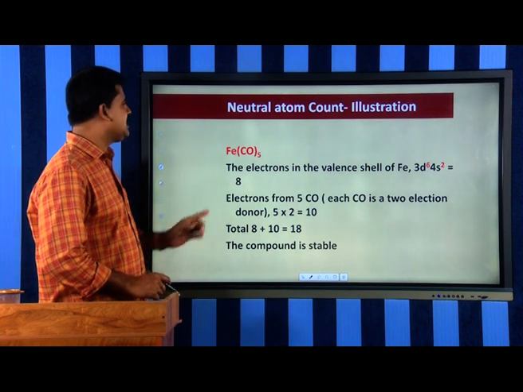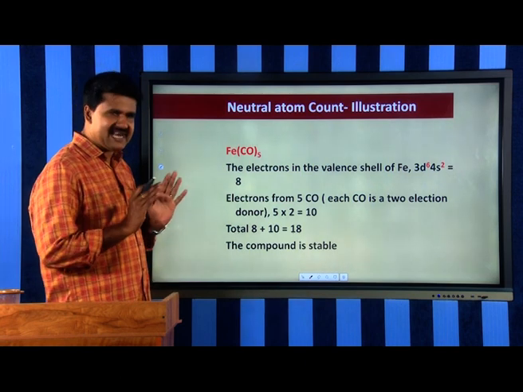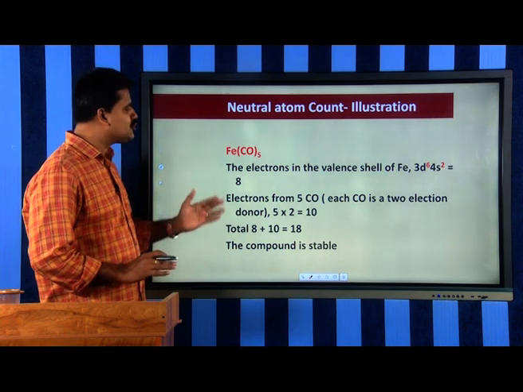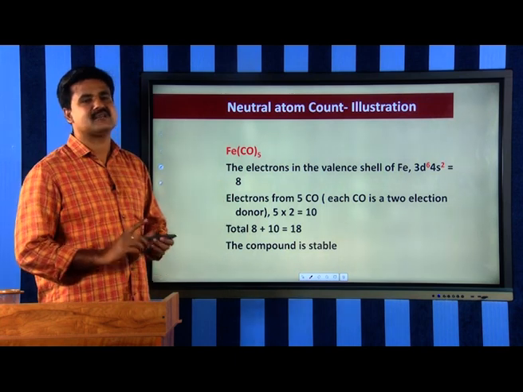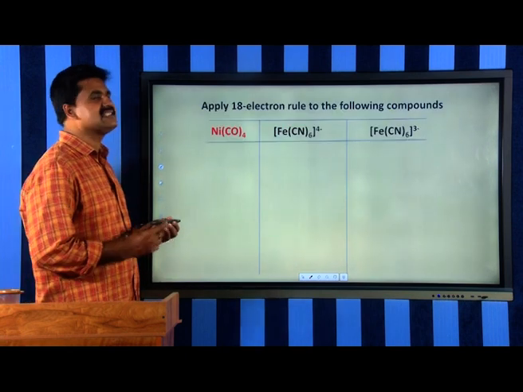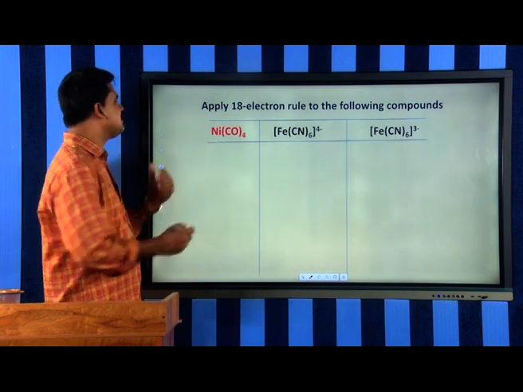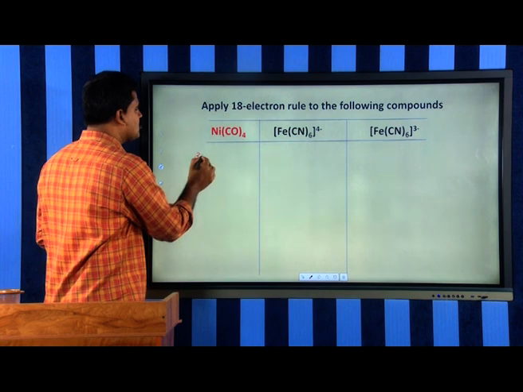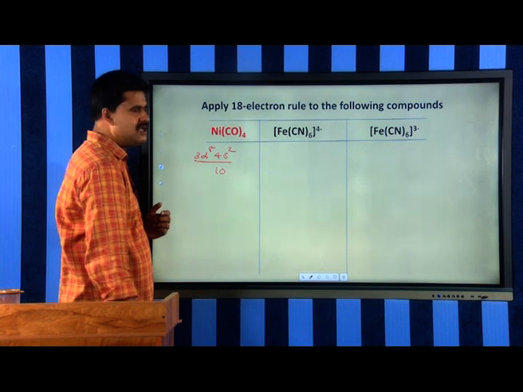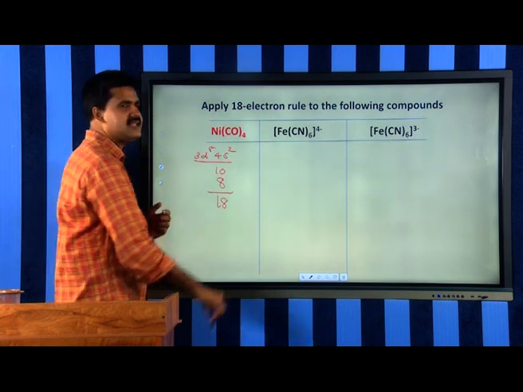In iron pentacarbonyl, iron is having the configuration 3d6 4s2. So, 8 electrons in iron itself, and each carbon monoxide provides 2 electrons, and 5 into 2 is 10, and this iron pentacarbonyl simply obeys the 18 electron rule and it is a stable species. In a similar argument, it is possible to say that Ni(CO)4 will also obey the 18 electron rule. For example, nickel is having the configuration 3d8 4s2 and total 10 electrons from nickel, and 4 carbon monoxide ligands are there, it will provide 8 electrons and the total number of electrons is 18.